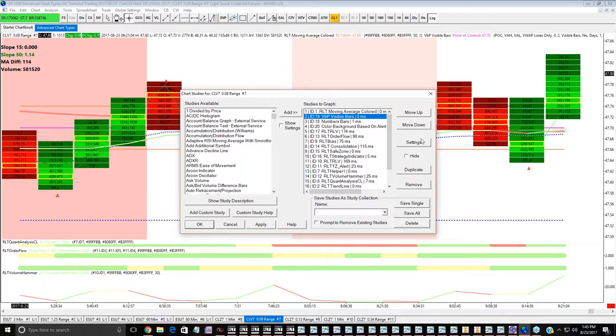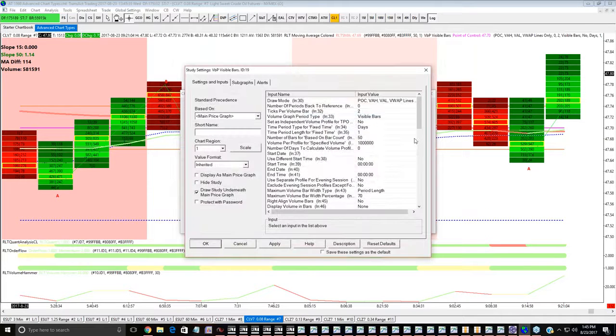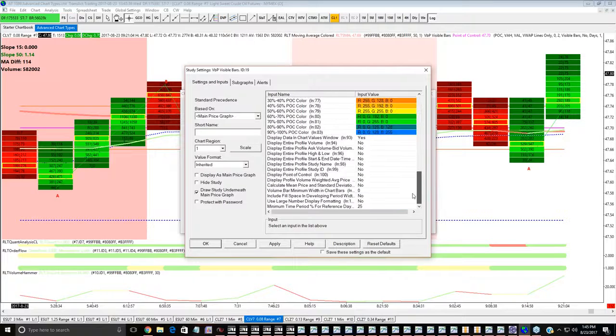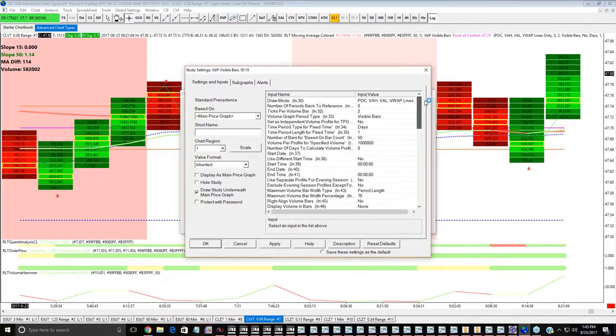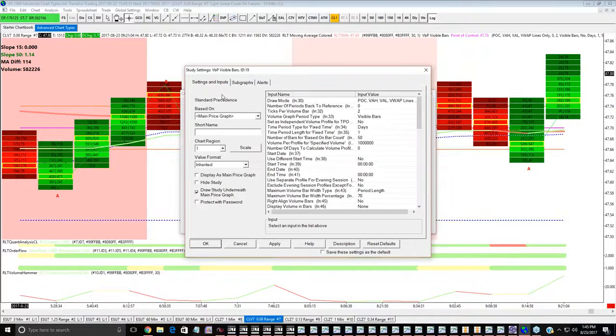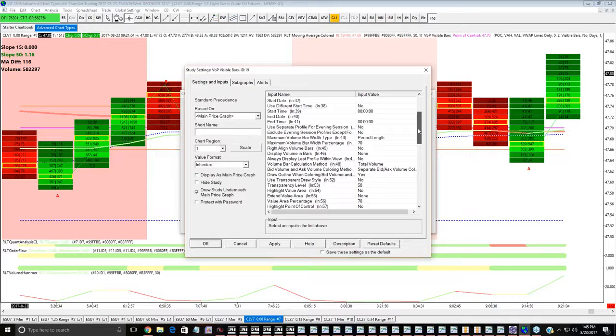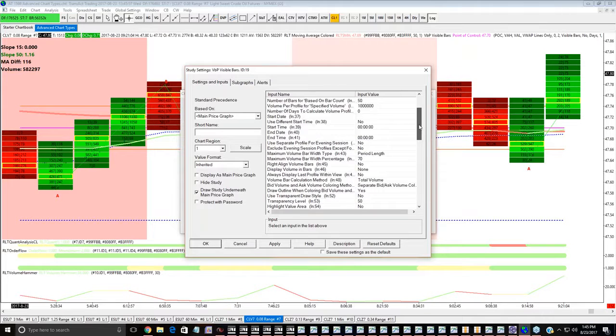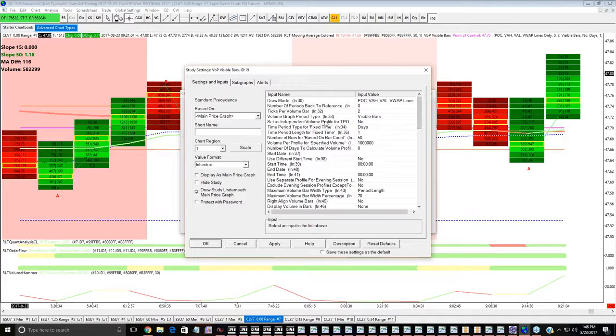Hold on a second. Here. Now this is our volume profile, our market profile. And you can do a lot of different things with this. Now these are subgraphs and these are alerts. And you can set a condition for the alert. The only alert condition that I like is the one that I talked to you about. So visible bars.